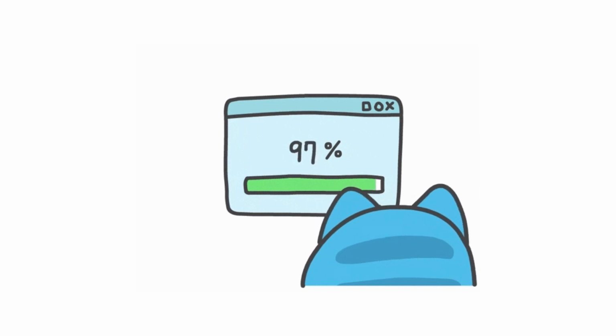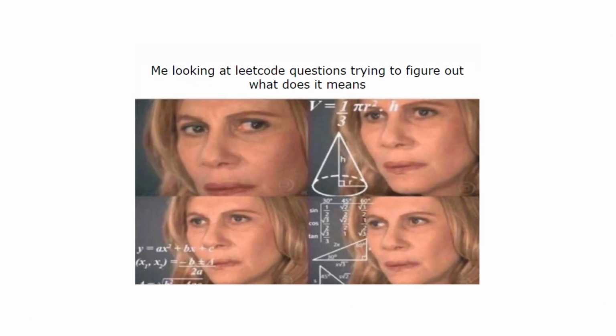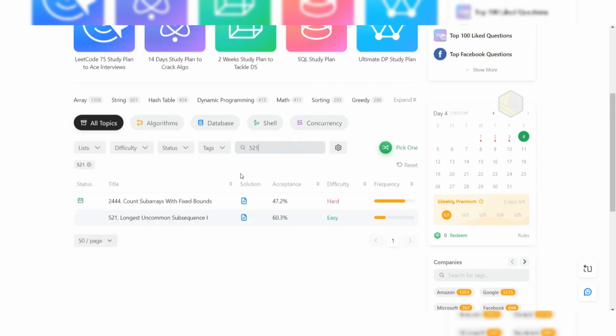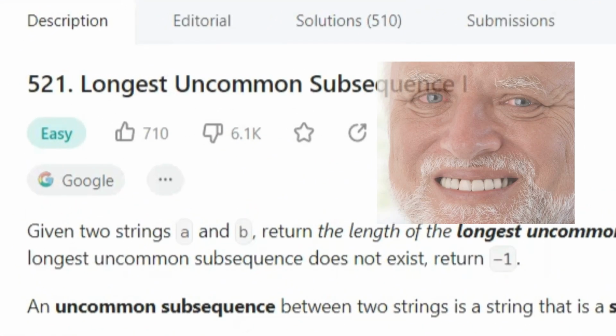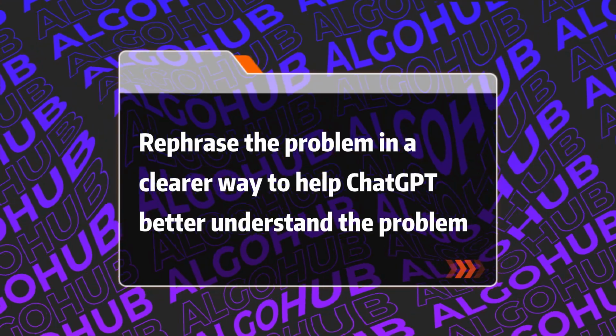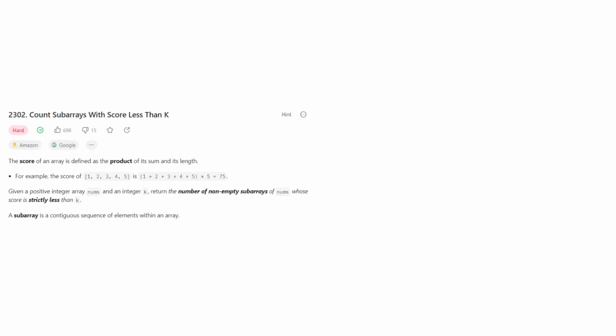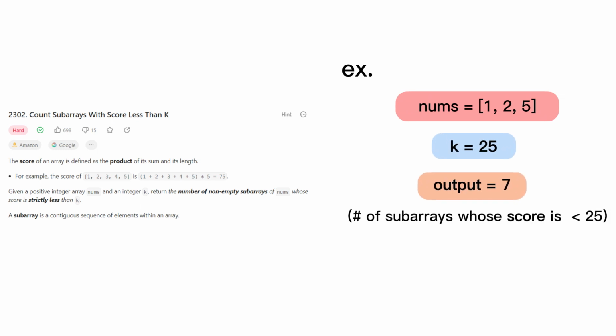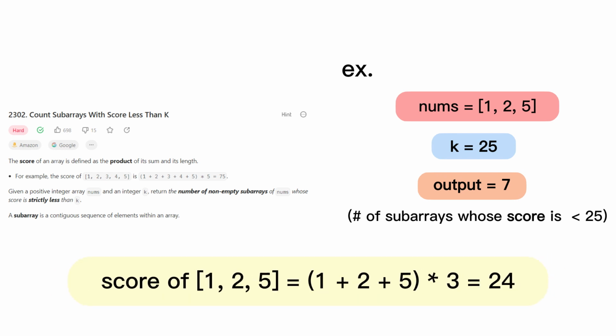Sometimes, the failure of ChatGPT to solve LeetCode questions comes from the ambiguity of the problem description. Let's be real, some of the LeetCode questions are horrendously phrased. In these cases, we can try the third approach, to rephrase the problem in a clearer way to help ChatGPT better understand the problem. In this question, we're given a positive integer array nums and an integer k, and we want to return the number of non-empty subarrays of nums whose score is strictly less than k, where the score of an array is the product of its sum and its length.